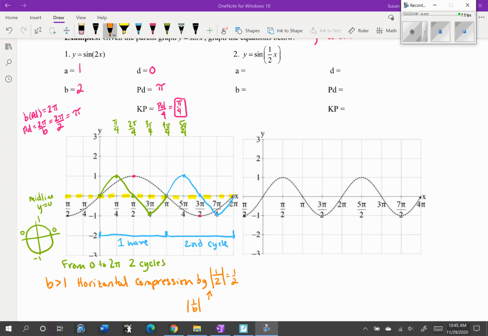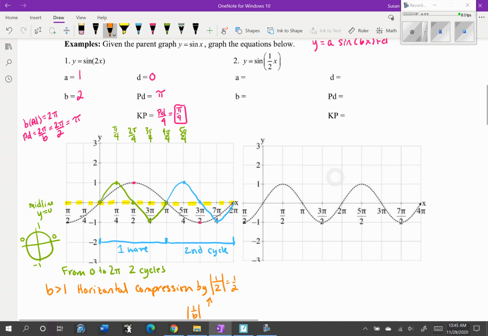So notice when you're doing your horizontal moves, it's opposite of what you think. You think the 2 would be a stretch, but in this case, it's not. It's a compression. So let's go ahead and look at when your b value, instead of 2, is 1/2.